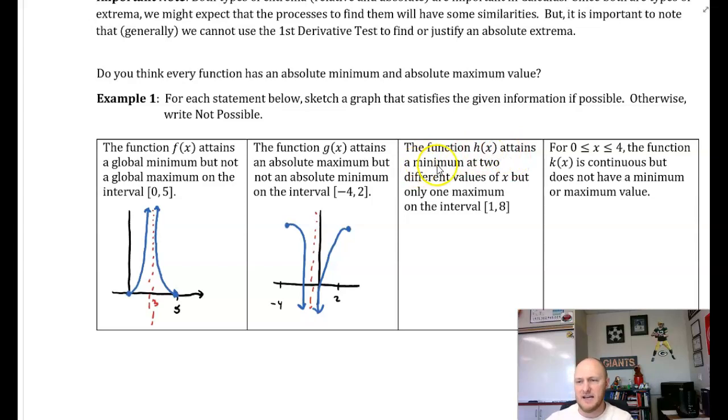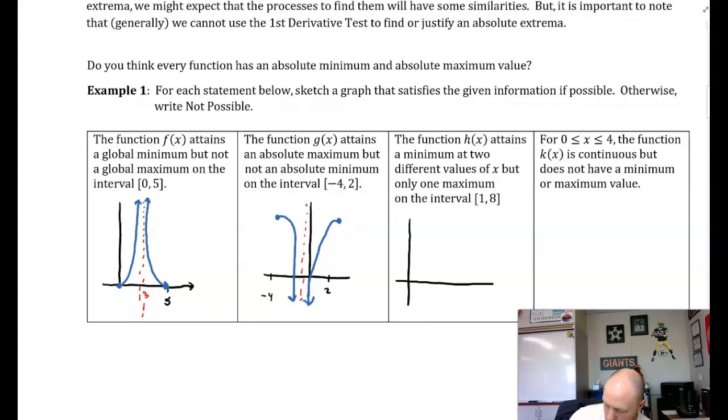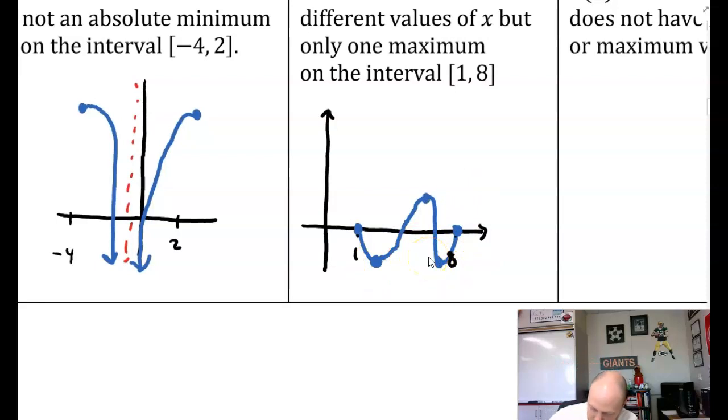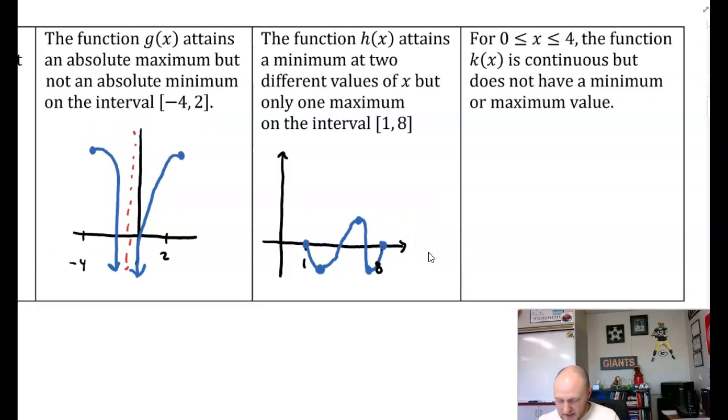Now here, the function h of x attains a minimum at 2 different values of x, but only one maximum on the interval 1, 8. Okay, so I'm going to draw my axis here, and there we go. 1 to 8. 2 different values of x, we have a minimum. So I'm going to do a trig function. Let's do something like this. And there we go. We have 2 values that have the global minimum, and then 1 value where we have a global maximum. Okay? All right, and then the last one.